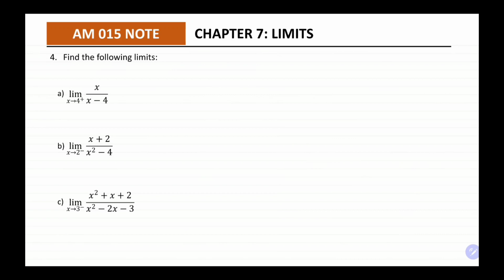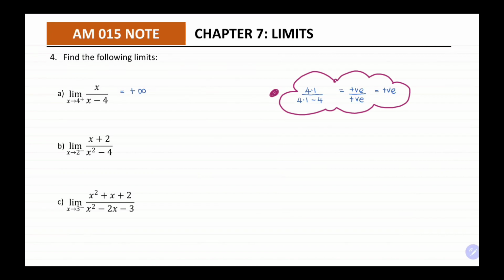Imagine one number, we take the value 4 from the right. 4 from the right is 4.1. So 4.1 divided by 4.1 minus 4. So we get positive over positive, which equals positive. Okay, so the answer is positive infinity.